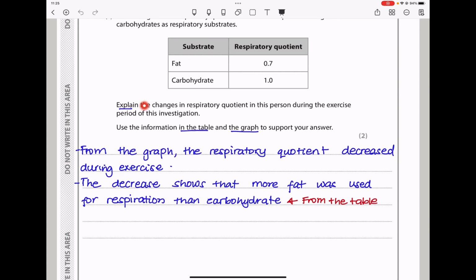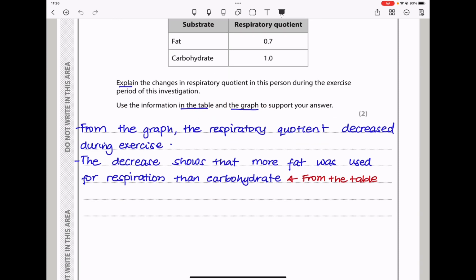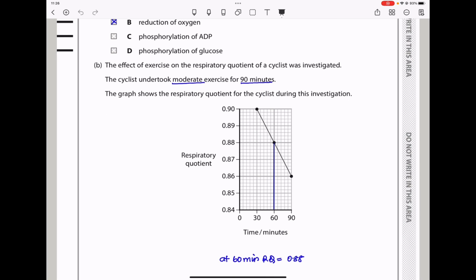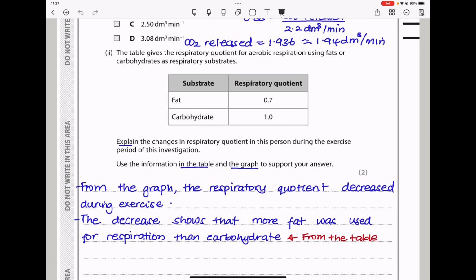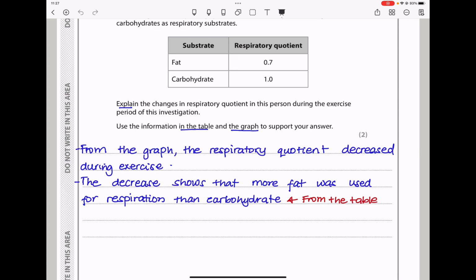They say, explain the changes in respiratory quotient in this person during the exercise period of this investigation. They want you to use the information in the table and the graph to support your answer. Going back to the graph, we can see as time increases, the respiratory quotient decreases. So a decrease in respiratory quotient means we are metabolizing more fat because it has a lower respiratory quotient than carbohydrate. So my second answer was the decrease shows that more fat was used for respiration than carbohydrate.